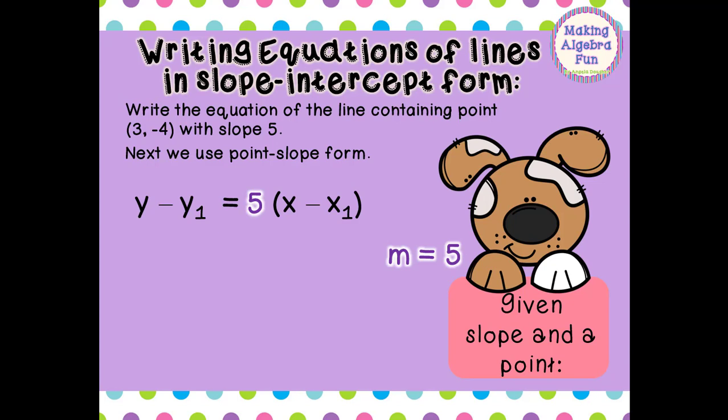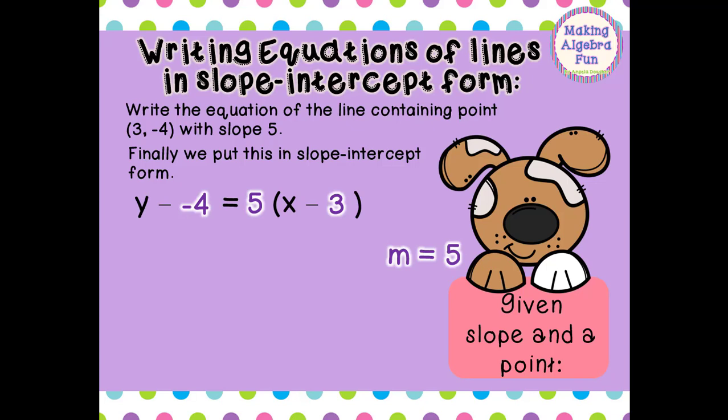Your slope is m. We replace it with 5 since that's what we're given. x1, y1 is your ordered pair. The x1 is the 3, and the y1 is the -4 part of the ordered pair. And then from there, what you do is you put that into slope-intercept form just by manipulating the equation.